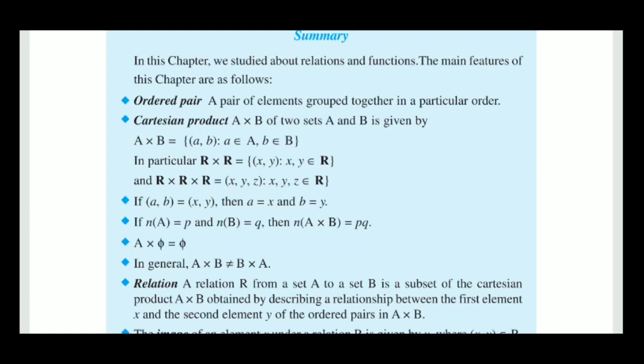Student, with this our exercise 2.3 has finished. Now see the summary of this chapter. In this chapter we studied relations and functions. The main features of this chapter are as follows. First point is ordered pair: a pair of elements grouped together in a particular order. The Cartesian product of two sets A and B is given, which we have discussed.